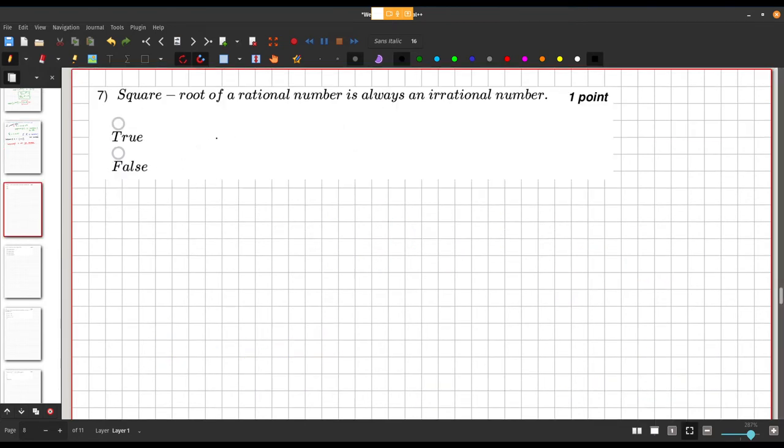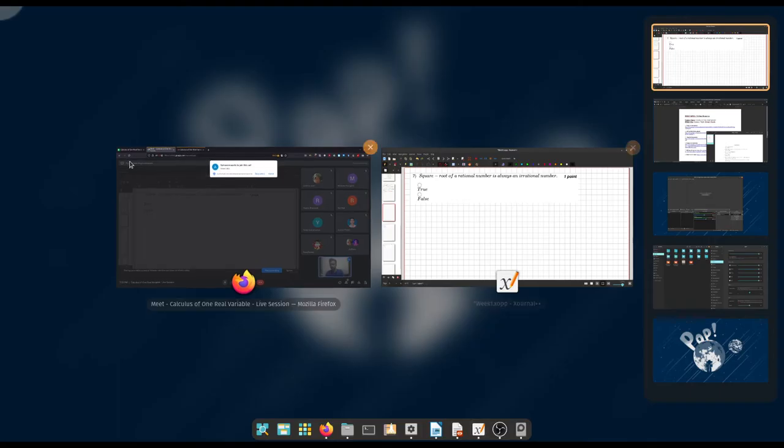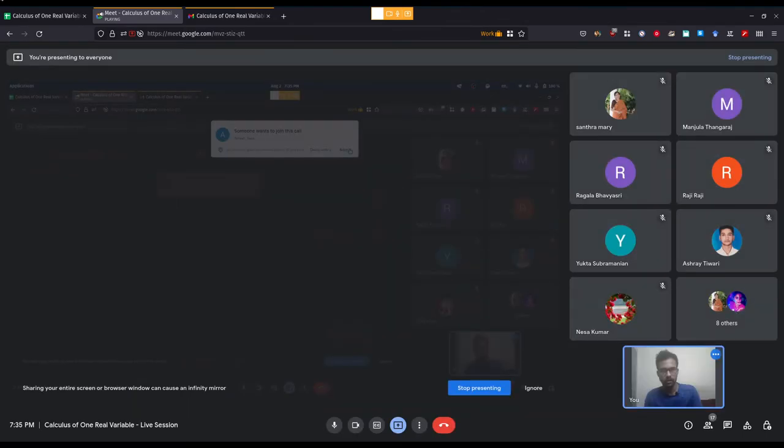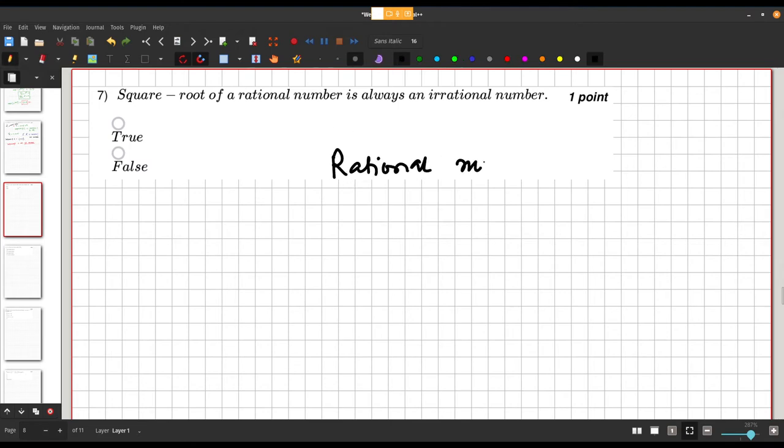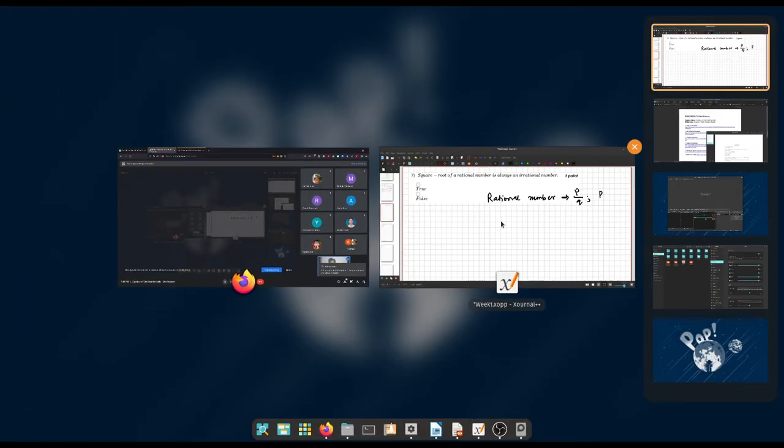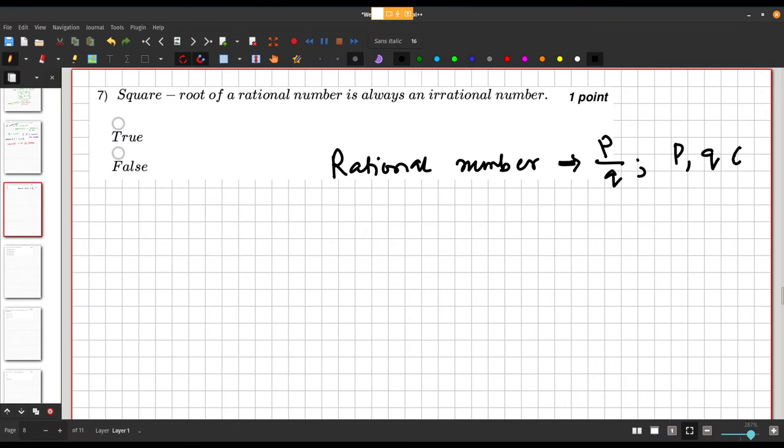Okay, so here there is a statement given which states that square root of a rational number is always an irrational number. Okay, so what is a rational number? We have already solved problems like this. A rational number is some number which can be written as P over Q, where P and Q both belong to the set of integers and Q is not equal to 0.